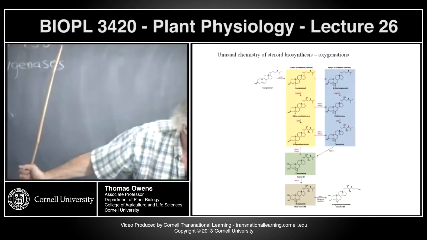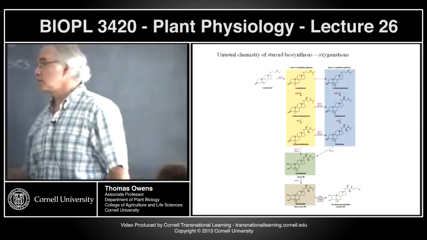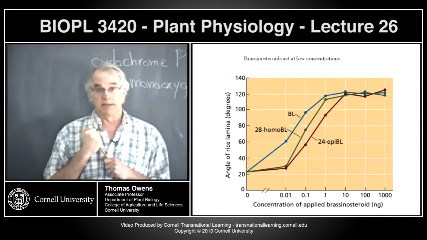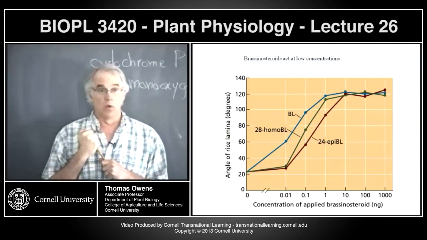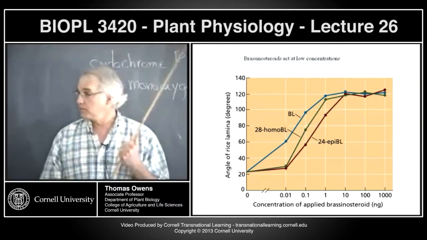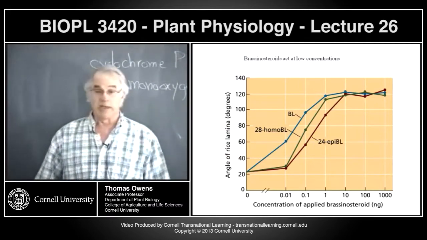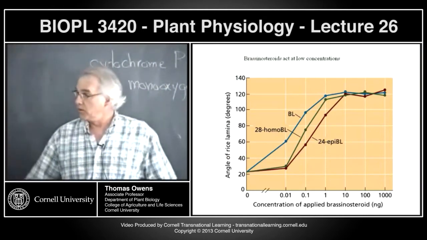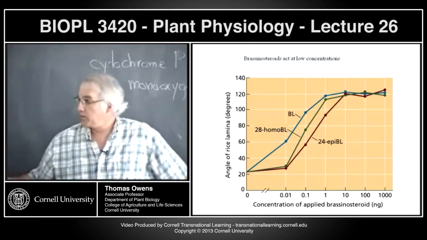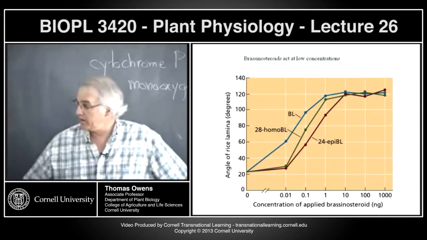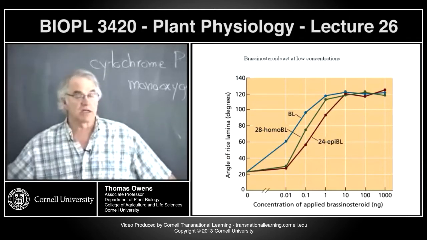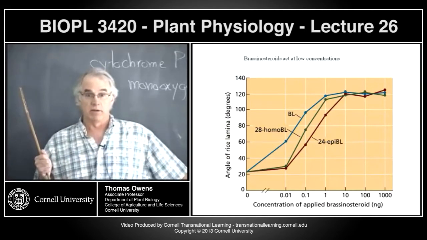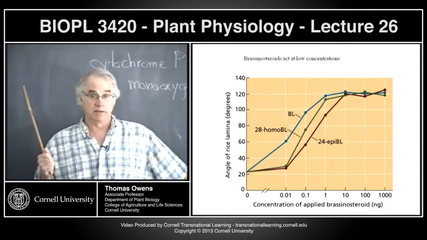So, one of the things that distinguishes the brassin steroids from virtually all the other hormones that are present in plants is that they are active at lower concentrations. You know, so here's a figure that's looking at the leaf angle assay as a function of the amount of brassin steroid that's being applied. And you can see that it's sensitive down there in the range of hundreds of nanograms. So very low amounts of the compound allow the response to be seen.